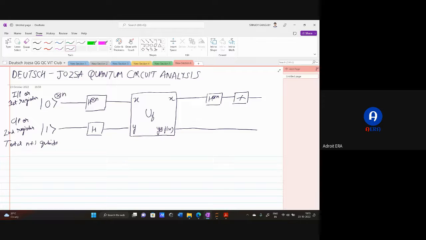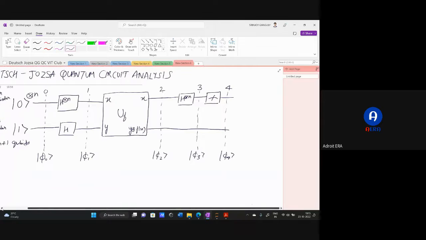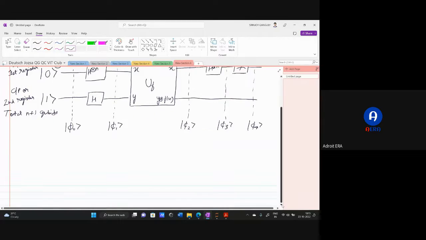So again, let us break the circuit in parts. Let us draw these dotted lines and break the circuit in parts, because we are going to do the analysis, and then we are going to see the Qiskit implementation of this, and that will conclude the class. So let us see the analysis. These are the steps 0, 1, 2, 3, 4. Let us also name them: phi 0, phi 1, phi 2, phi 3, and phi 4. Now let us start doing step 0.